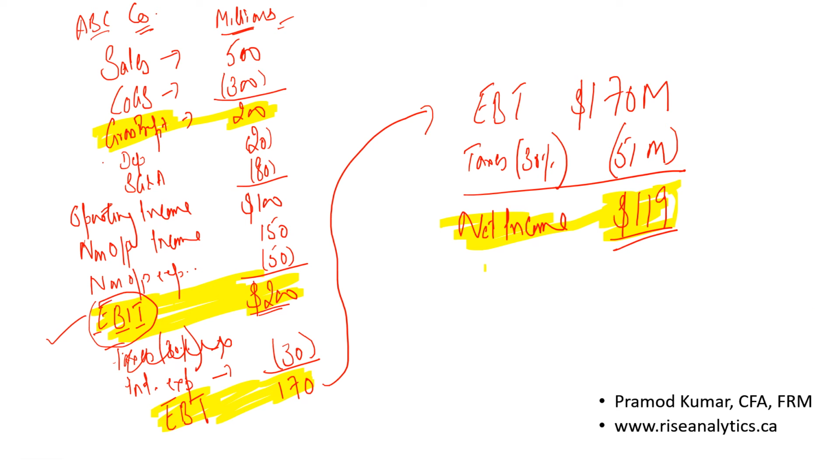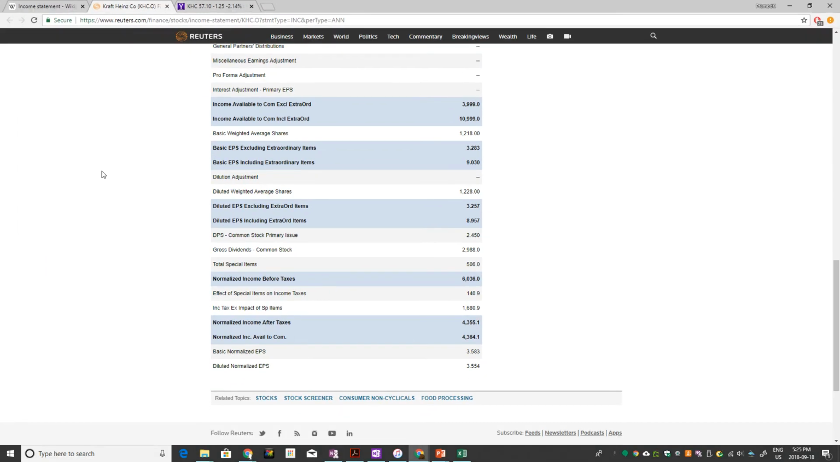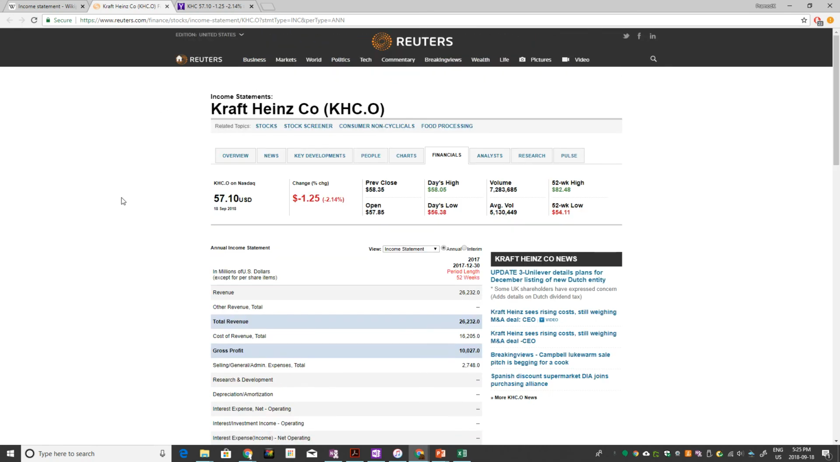So now this is my income statement. Let's take some example, a good example from a company. I went to Reuters, and just to save time I put the Kraft stock, but anyway you can pick up any stocks.